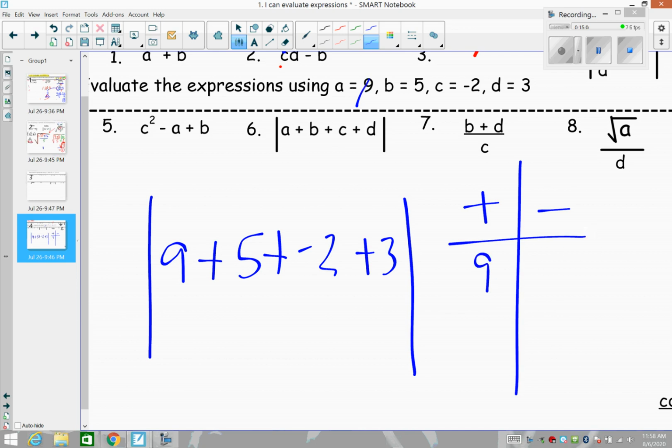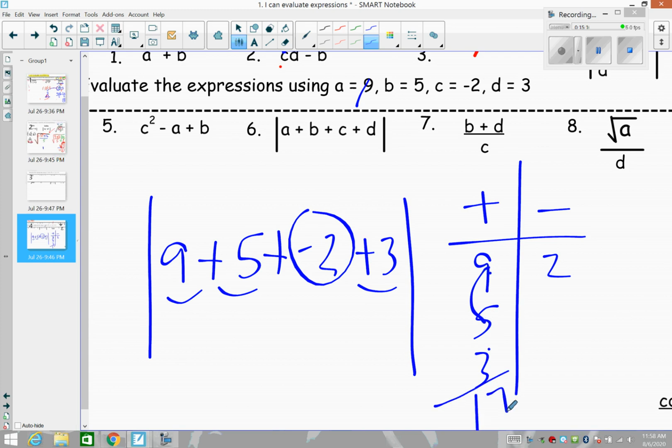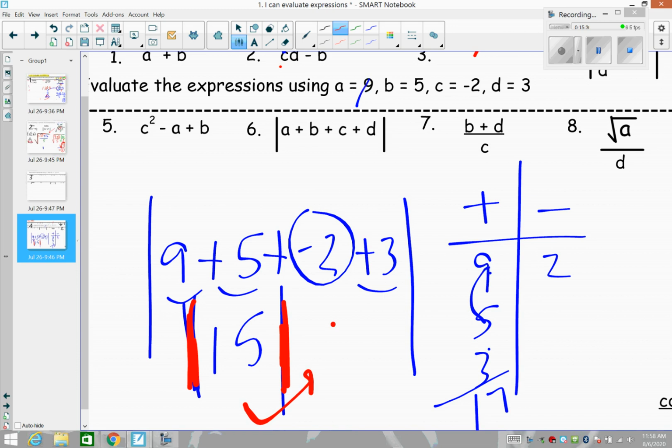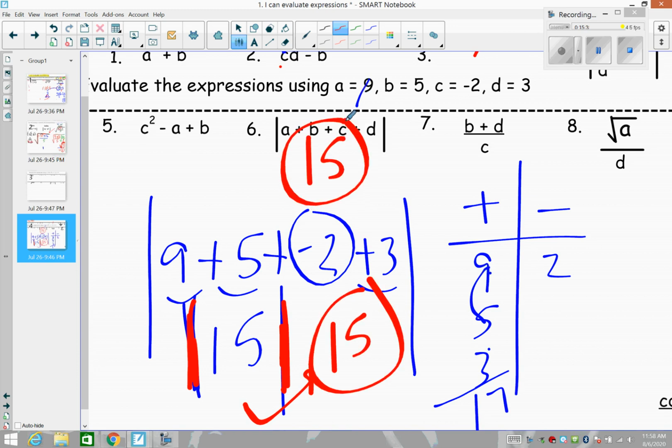So on team positive, I have 9, 5, and 3. On team negative, I have 2. So 9 and 5, so that's 14, 15, 16, 17 players on this side, 2 players on the other side. So the result of that is positive team wins. How many extra players? 15 extra players. Now reminder that the symbol here means how far are we from 0? We are 15 units away from 0. So your answer to this problem should be 15. Make sure you take a look at that absolute value.